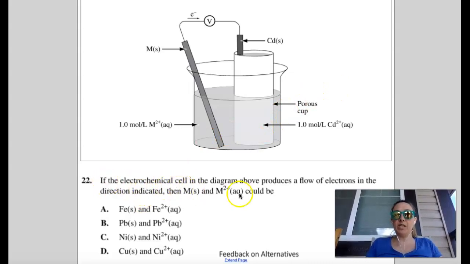Okay, so here we have this question. If the electrochemical cell in the diagram above produces a flow of electrons in the direction indicated, then M and M2 plus could be.